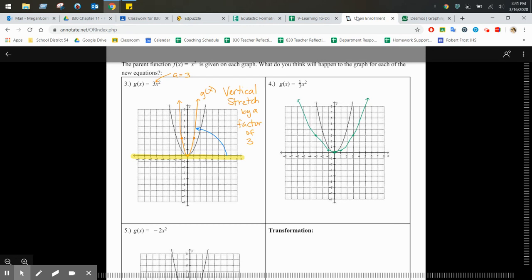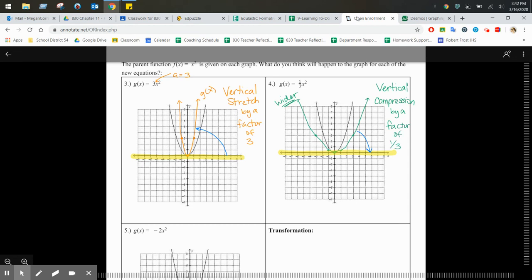So this time, in reference to my x-axis here, I'm not pulling away from it. I'm not stretching away, but instead I'm pushing closer to the x-axis. I'm pushing closer. So on this one, my graph is getting wider, right? But it's not a vertical stretch, but instead this is called a vertical compression. A vertical compression by a factor of 1/3.